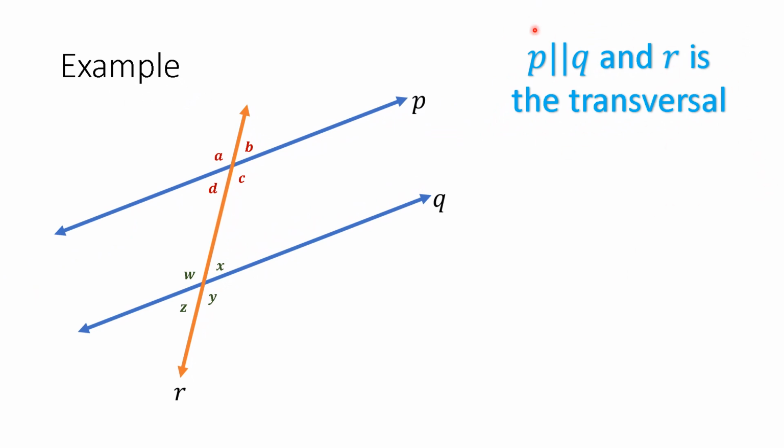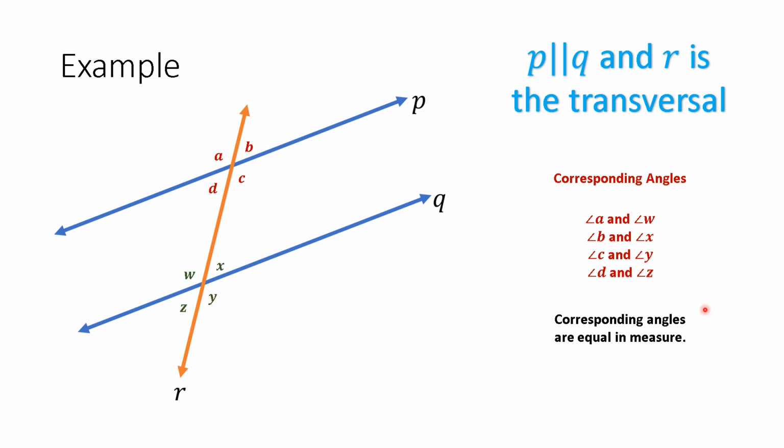Now, let's have this one. Once again, the example is P is parallel to Q and R is a transversal. Now, let's go with corresponding angles. As you can see in the given, A corresponds to W, B corresponds to X, C corresponds to Y, and D corresponds to Z. The relationship of the corresponding angles is that they are equal in measure. So whatever the measure of angle A is, that is the measure of W; the measure of B is the measure of X; the measure of C is the measure of Y; and the measure of D is the measure of Z. And that is now corresponding angles.